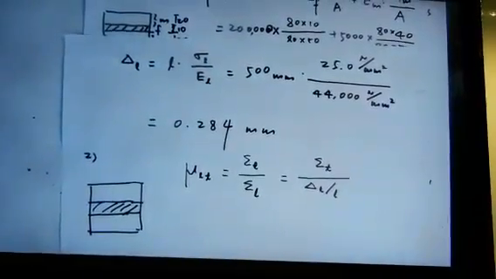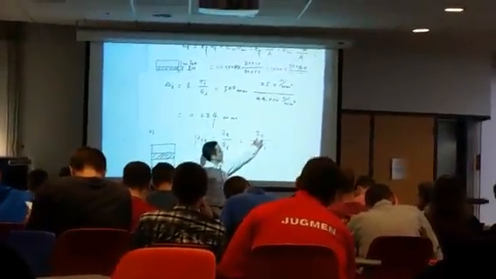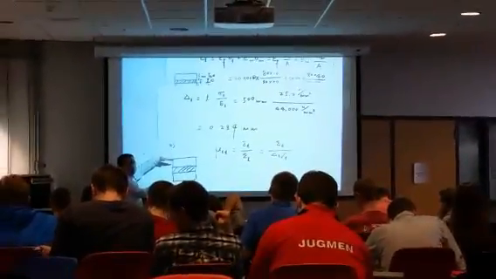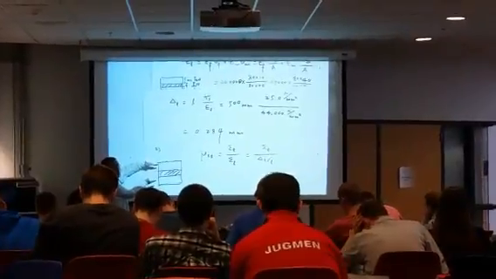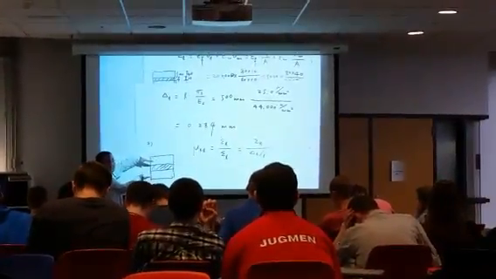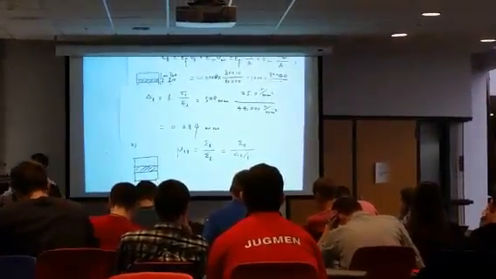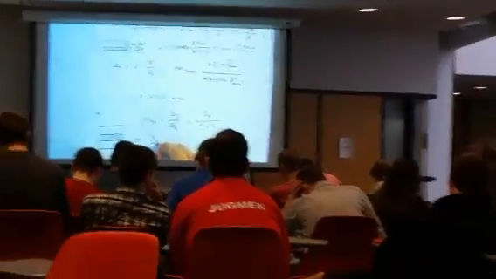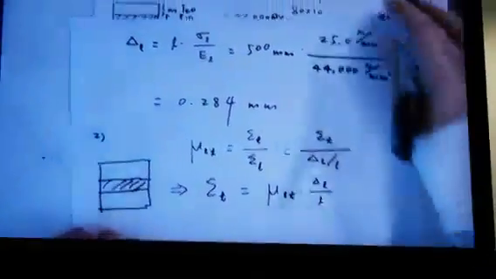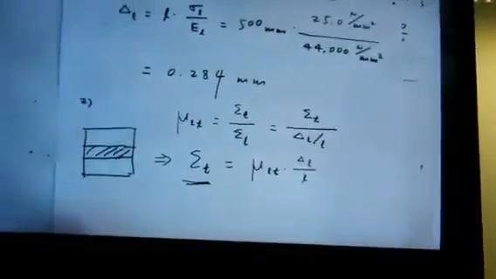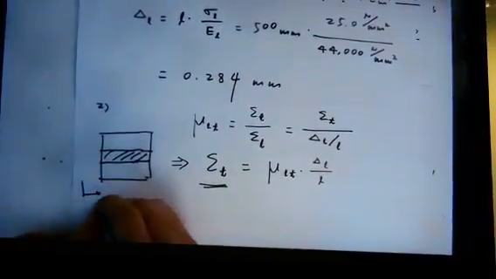You calculated delta L, the elongation, divided by the length, and you get epsilon L. And epsilon T is the strain along the thickness direction, because our objective is to calculate the reduction along this direction. If we can figure out the strain along this direction, and we know the original thickness, then we can calculate the reduction. So we can calculate epsilon T first. Epsilon T will be mu LT times delta L divided by L. This is L, this is T.